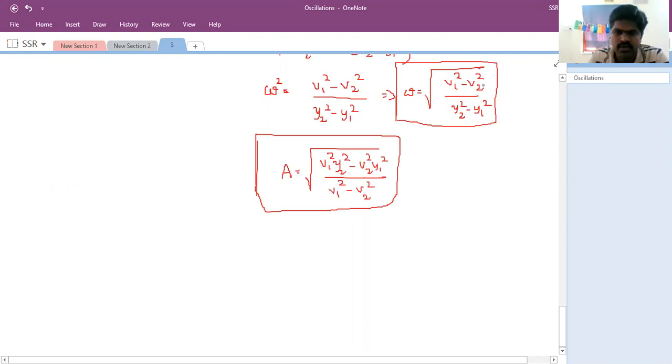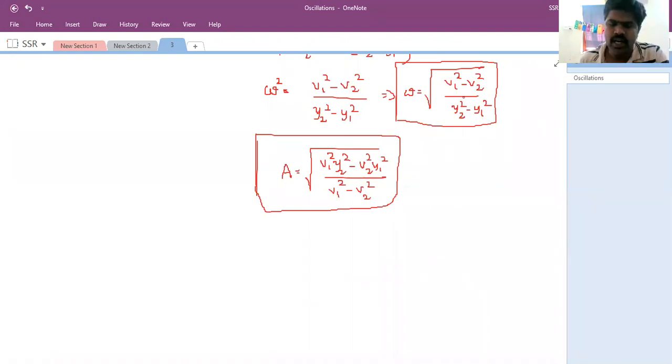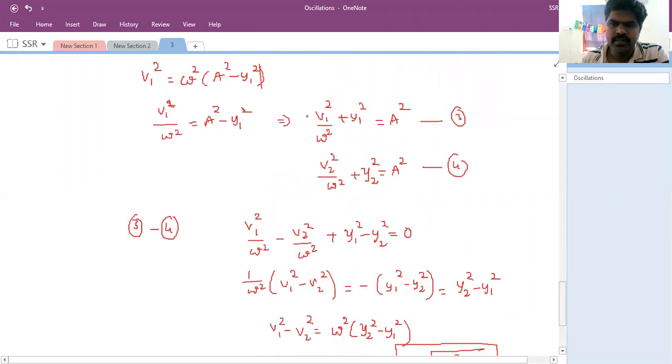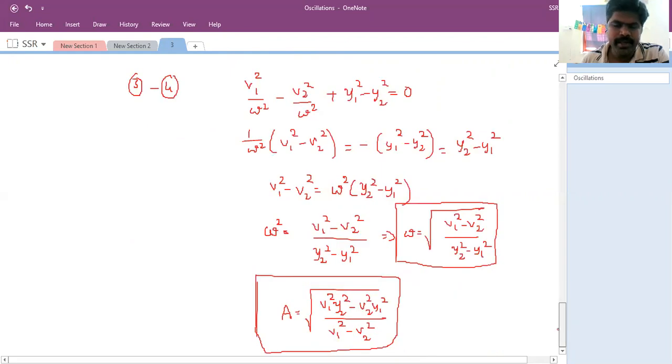Omega is equal to root of (v1 square minus v2 square) divided by (y2 square minus y1 square). And the amplitude is root of (v1 square y2 square minus v2 square y1 square) divided by (v1 square minus v2 square). Are you clear this? Second derivation you have to do. Very simple. You have to take equation 1 and 2 and you can do simple mathematical steps. You can adjust the amplitude A such that you will find the final value. Okay. Can you do that? Amplitude equation.